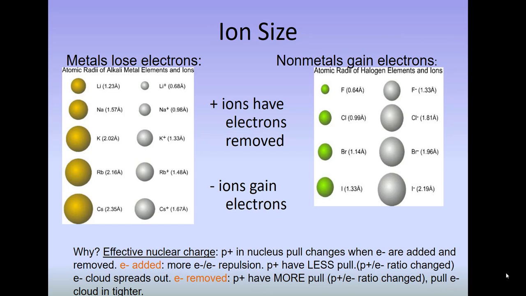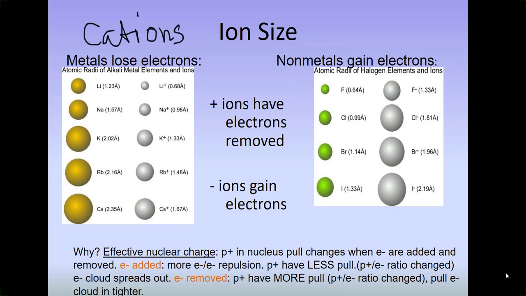Let's look at ion size. Remember, ions mean that electrons have been gained or lost. So the number of protons doesn't change, just the number of electrons. And it's the valence electrons that are being lost or gained. So let's look at metals, or our cations. So this is what cations do.